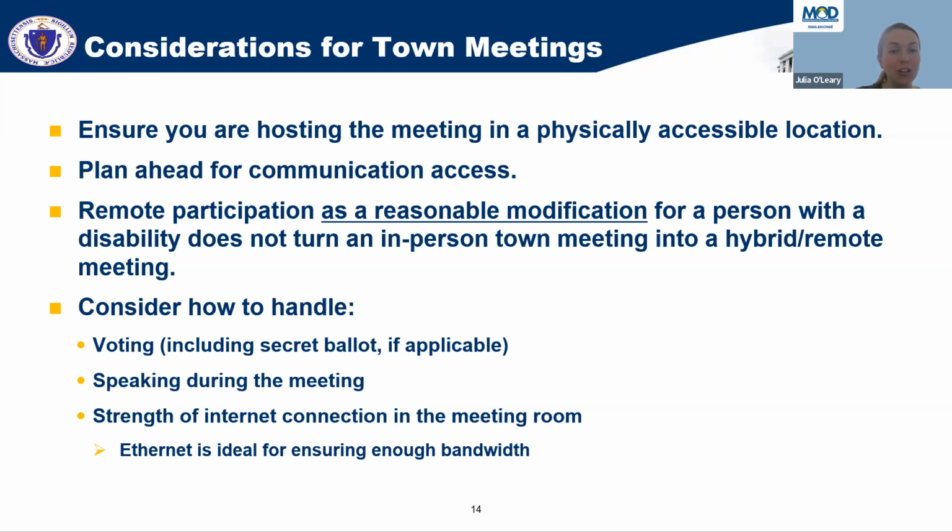So make sure that you have Ethernet, because that's going to allow enough bandwidth for someone participating remotely to actually be able to meaningfully access the meeting. And if people have questions about these things, please put them in the Q&A.